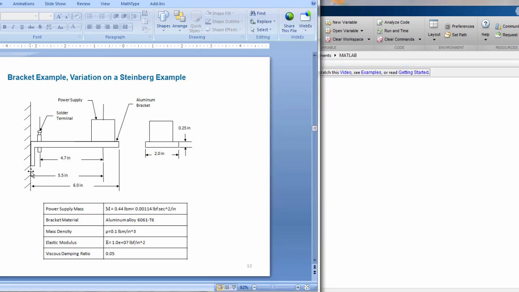And what we're going to do is subject this to a base excitation, and determine what the resulting stress is in the vicinity of that solder terminal to determine what kind of life we have, or whether or not failure is going to occur. So here you see the various properties. This power supply mass is going to be 0.44 pounds mass. That's lbm. And you can see the other properties here. The viscous damping ratio will be 5%, and that's equivalent to an amplification factor of Q equal to 10.